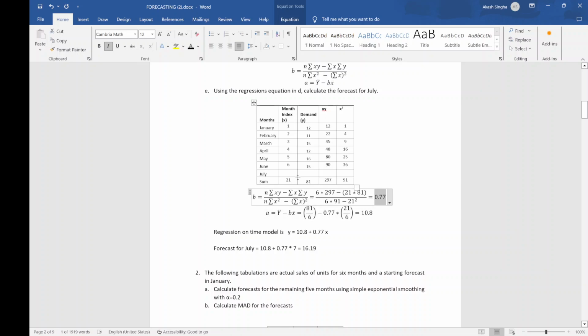Now to calculate the forecast of July, July is the seventh month. Put the value here, and whatever value you get is the forecasted value.